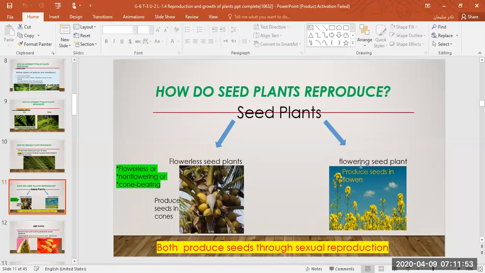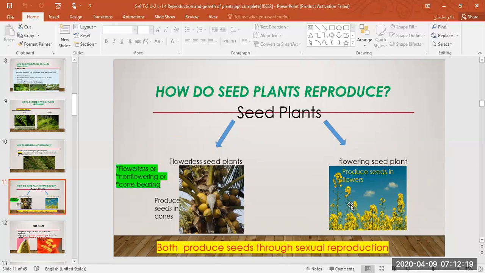And what about flowering seed plants? Flowering seed plants are plants that produce seeds in the flowers. As you see here, there are flowers growing, okay, and the flowers are the reproductive part of the plant. It means it contains the reproductive cells. This is the meaning of the reproductive part of the flower.